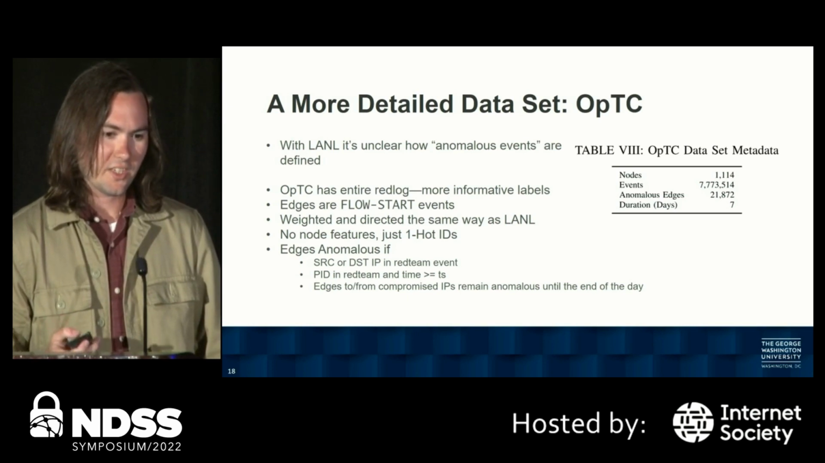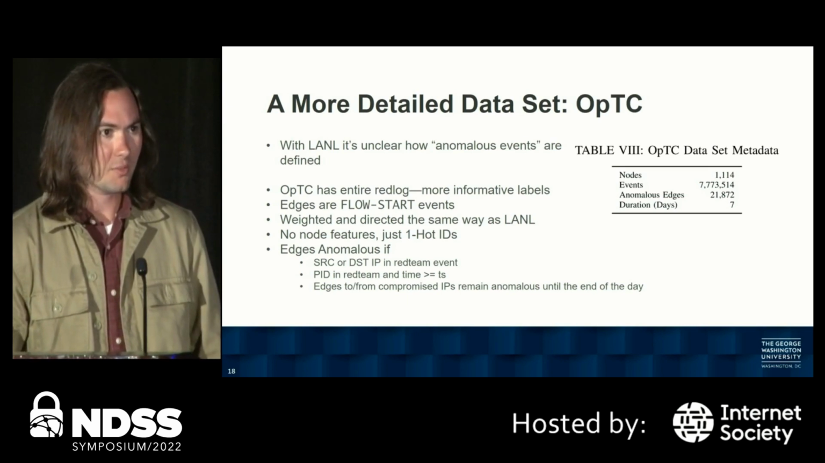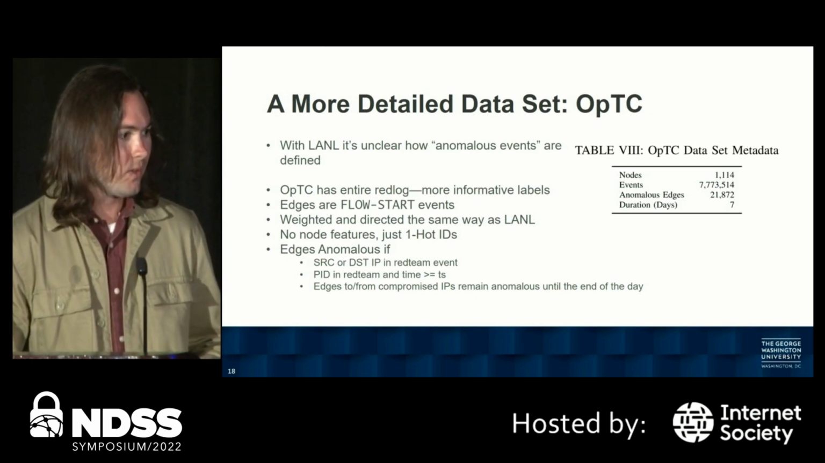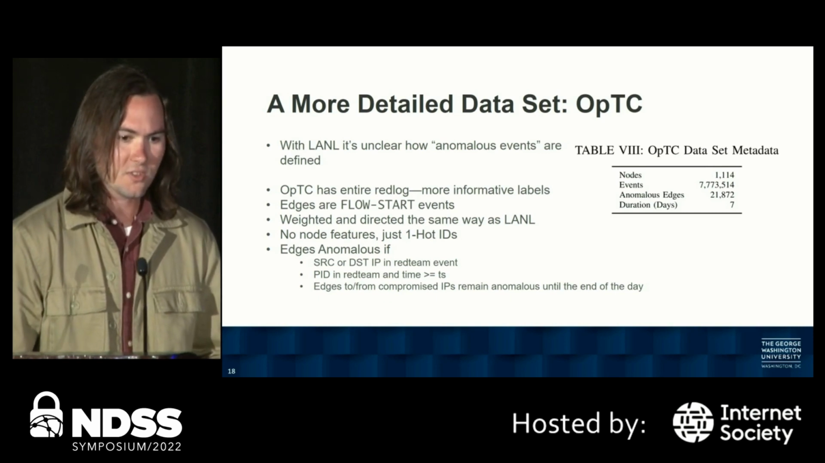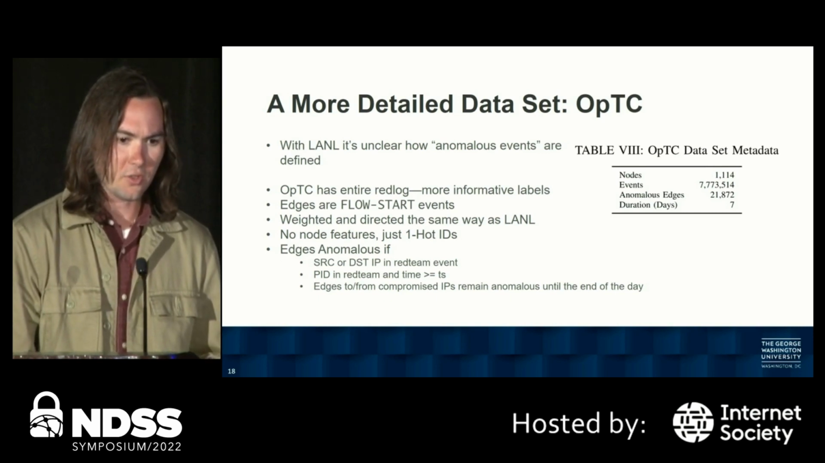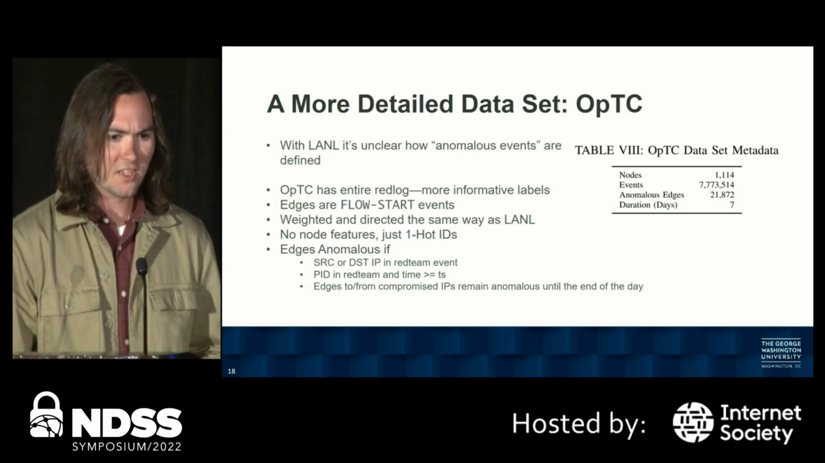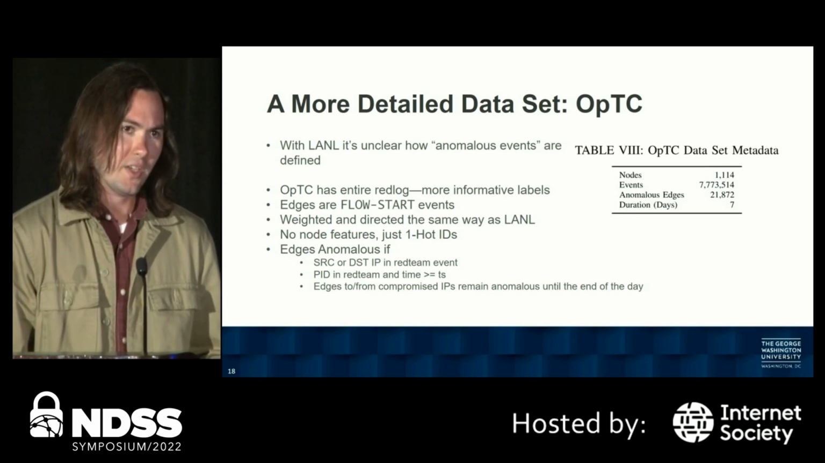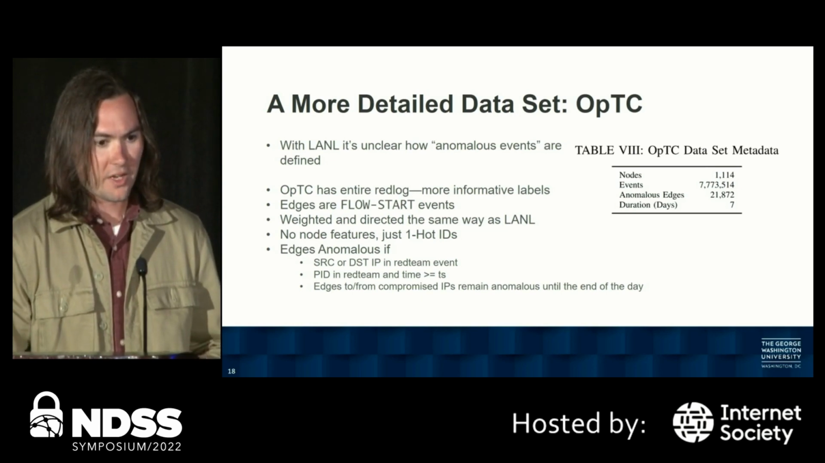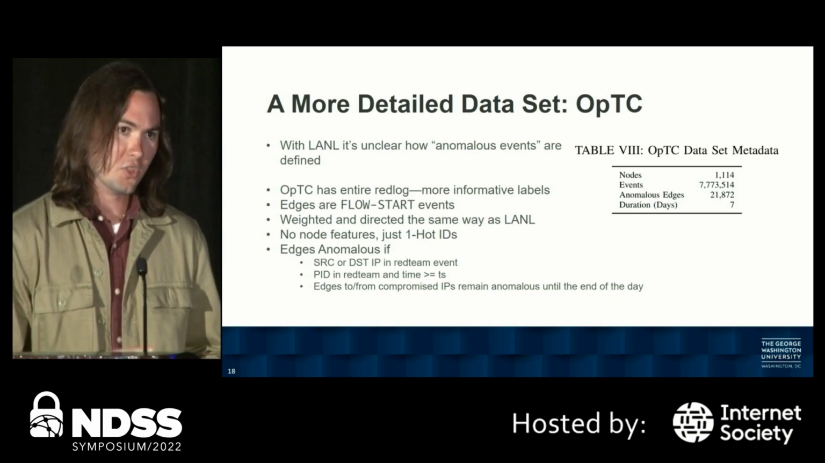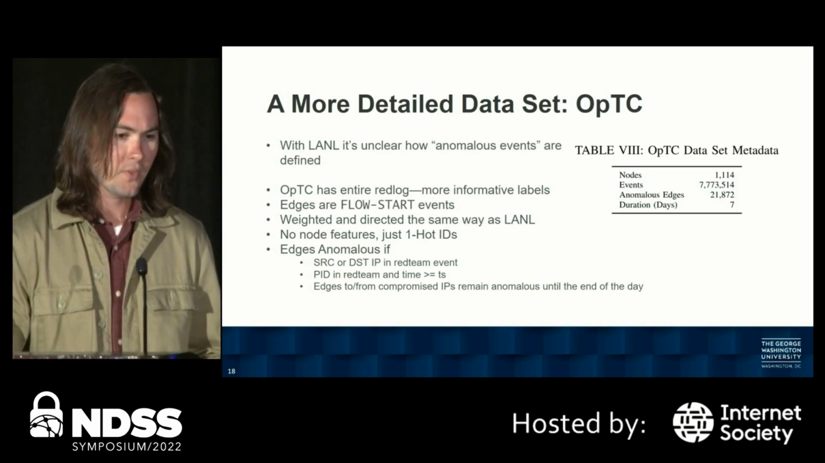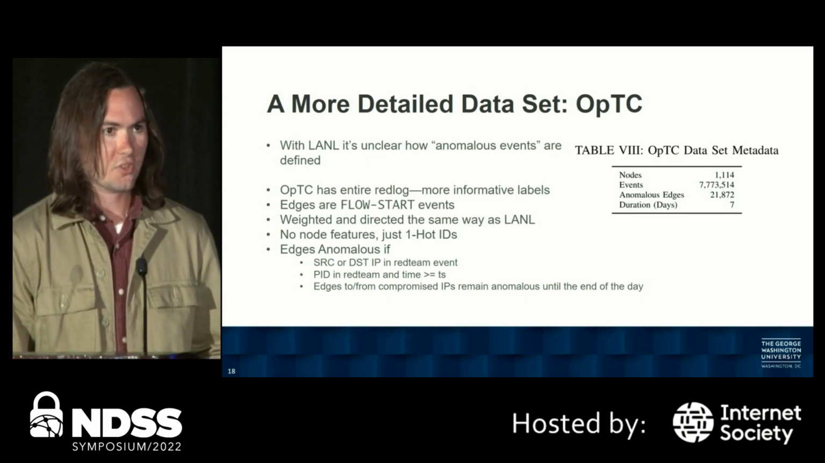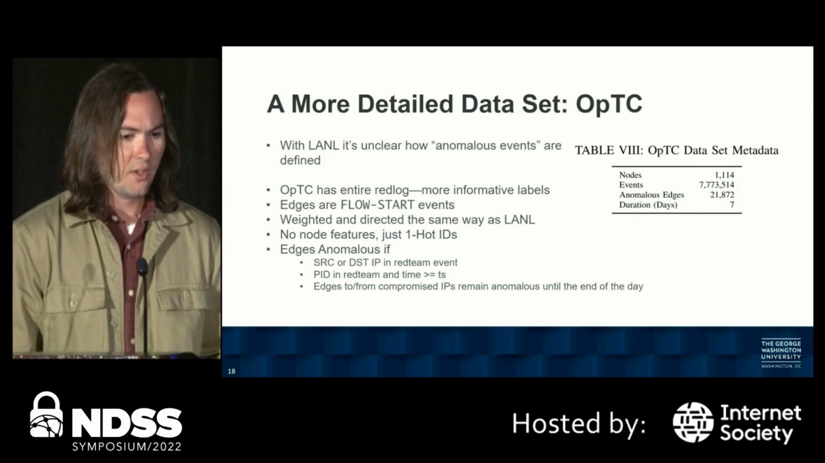And when we look at this data set, OPTC, or transparent computing, as I've heard some people call it, which is much more detailed, it's a much larger data set as well, we get much better results. This data set consists of fewer nodes, about 1,000, I think, but many more events. And we're doing the same thing. We're constructing a temporal graph with edges as flow starts between two entities in the network. Again, they're weighted in the same way as the Lateral data set. And no features, just like in the Lateral data set, we're just using one-hot IDs.